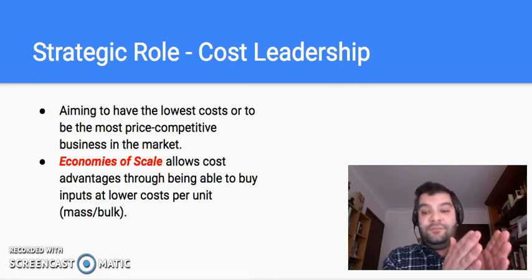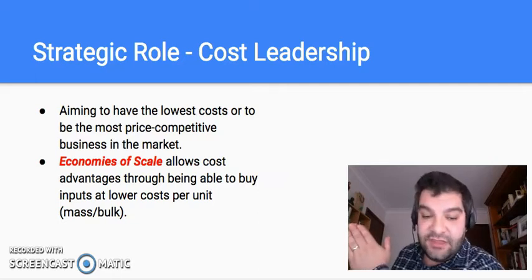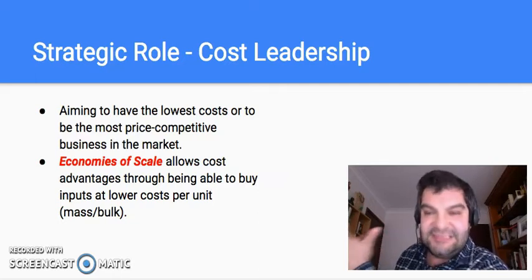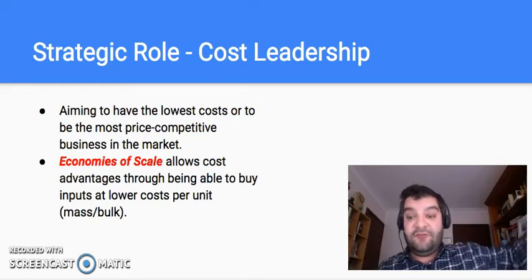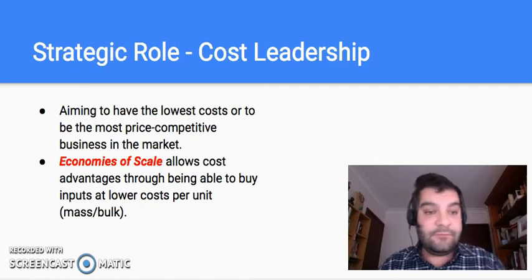So that's one way of being a cost leader, by having the lowest costs and being price competitive, not just with the end product and offering things like sales or promotions, but right from the start, right from the input stage of the operations function.